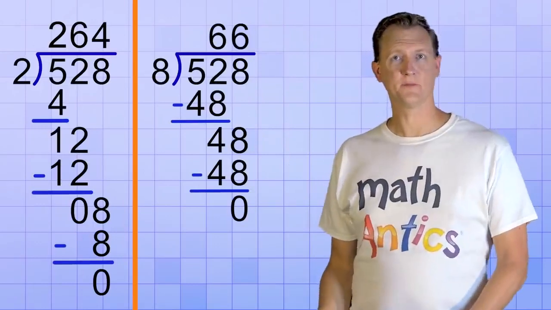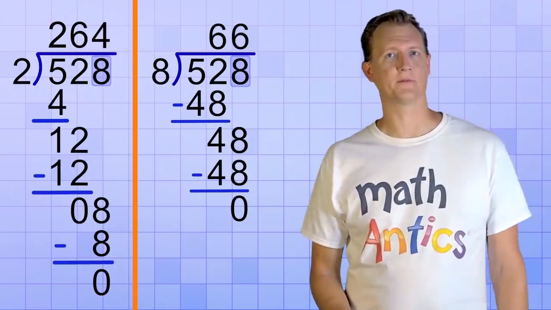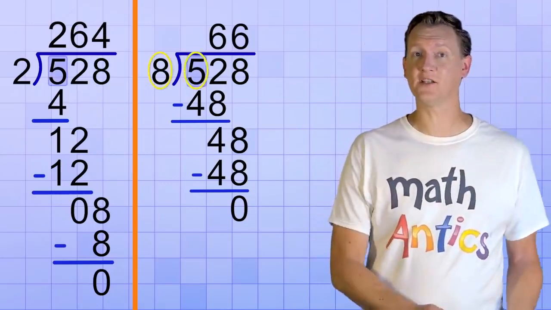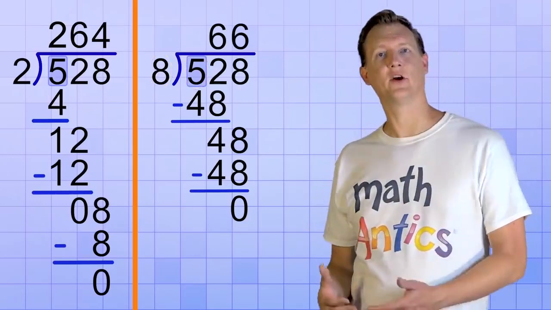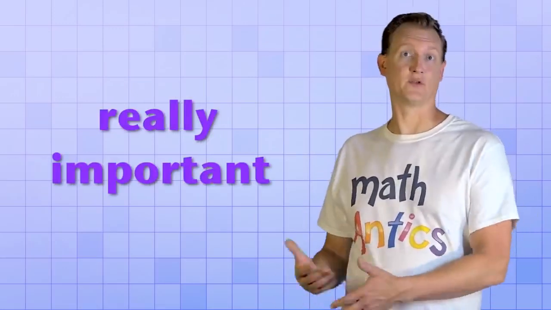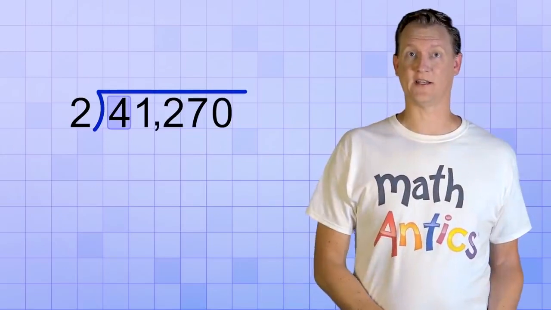Did you notice the difference between these two problems? We wanted to go digit by digit in both problems, but in the second problem, the divisor was bigger than the first digit of the dividend, so we had to start out by going 2 digits at a time in that case. And that helps us see something really important about this traditional long division method. You don't always have to go 1 digit at a time.